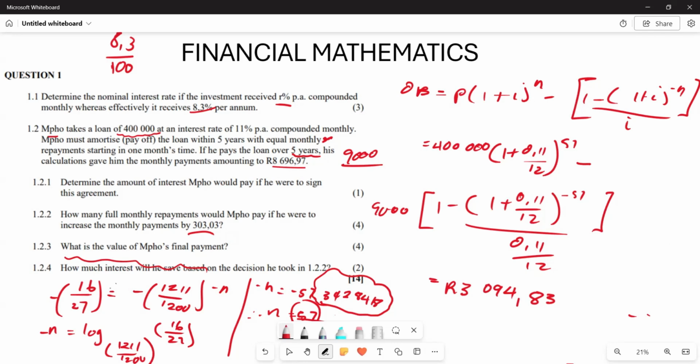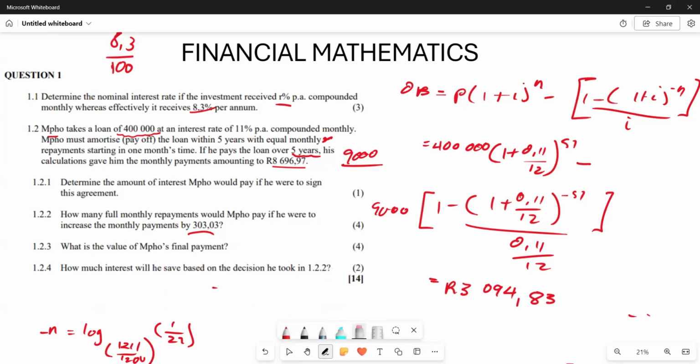Let's look at the last question. Now they say, how much interest will he save based on the decision he took in 1.2? From here, remember the interest that was going to be paid. We calculated it in the beginning, and we saw that the interest was 121,818.20.